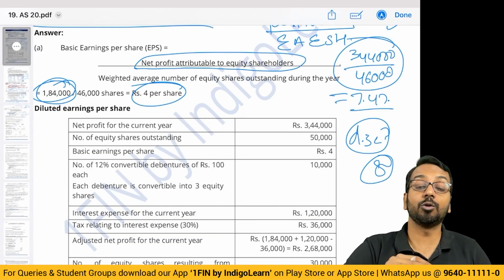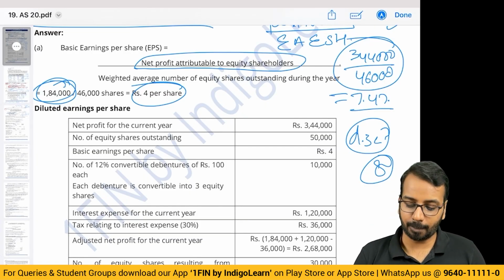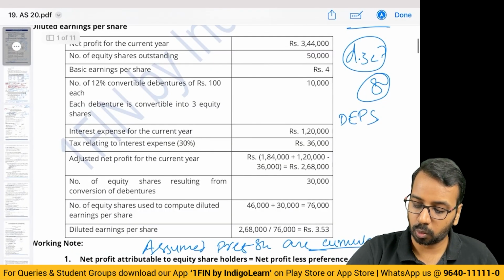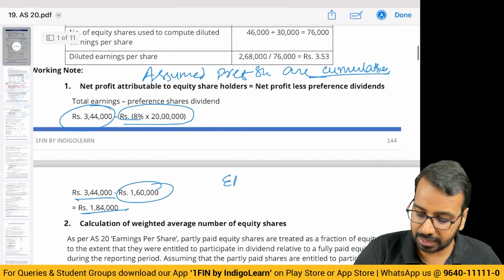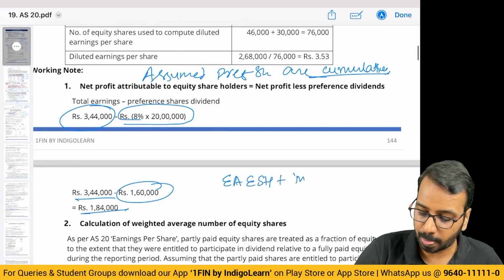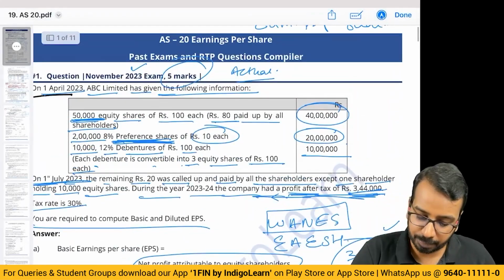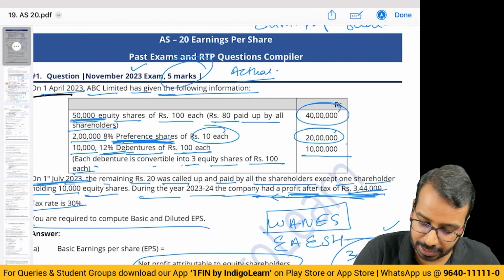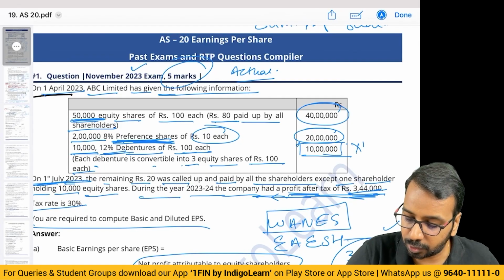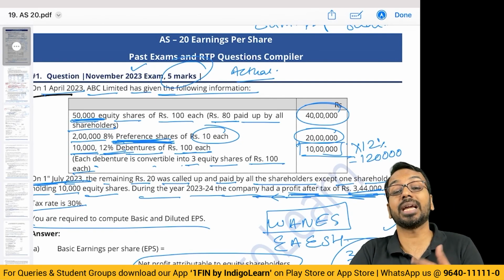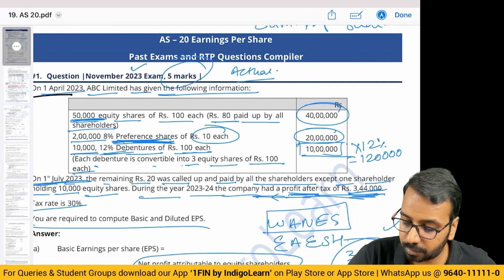Okay, there also you have to assume and do it. Then for diluted EPS, what we'll do is take earnings available to equity shareholders plus interest savings. Now what is interest savings? 12% debentures of 100 each, 10,000, that is 10 lakhs into 12% is my interest. So my interest is 1,20,000, but I have to take it after tax.